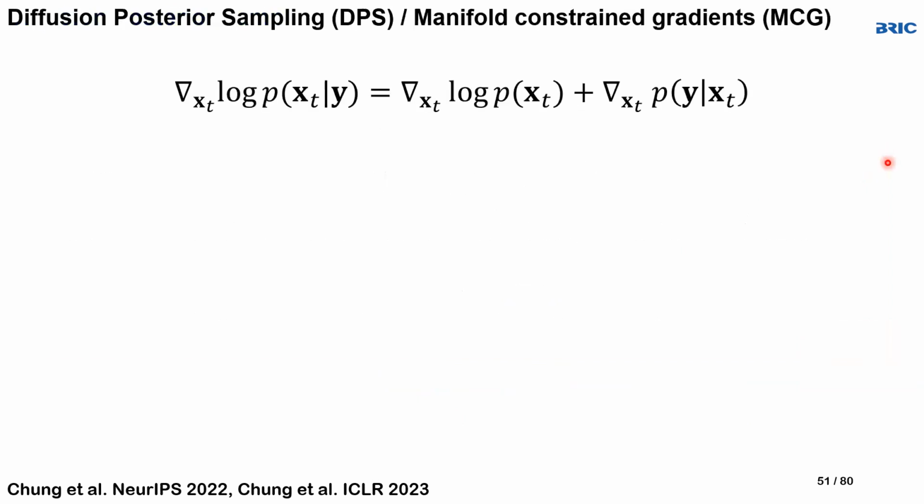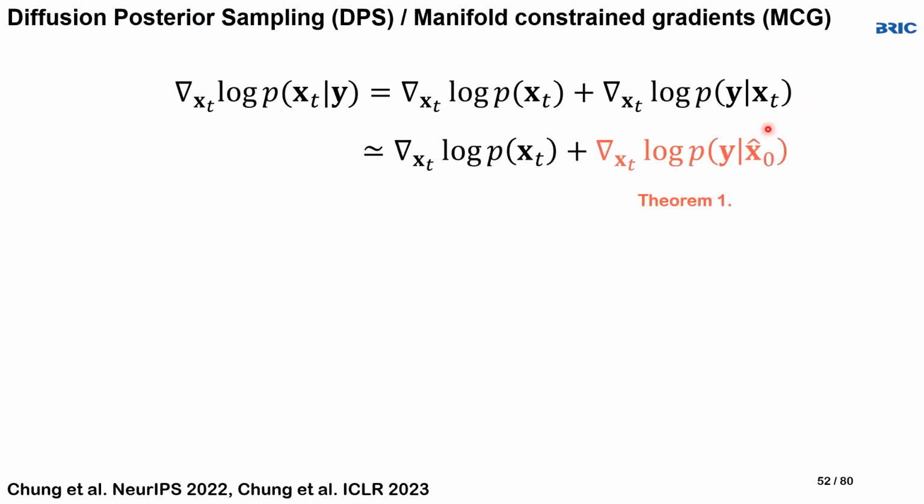Now, thanks to Theorem 1, we can achieve what we call diffusion posterior sampling, or DPS in short. Another name for this method is manifold constraint gradients, which I mentioned while I was explaining the MRI denoising parts, and this is called MCG in short. Now we start with the standard Bayes rule in the context of diffusion models. Then we can apply Theorem 1 to get the approximation.